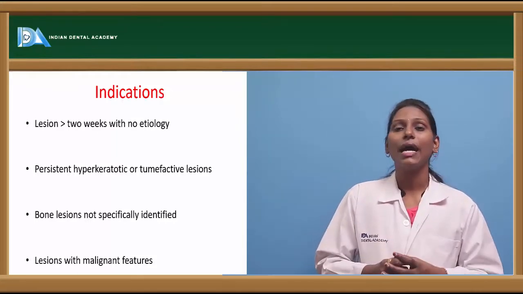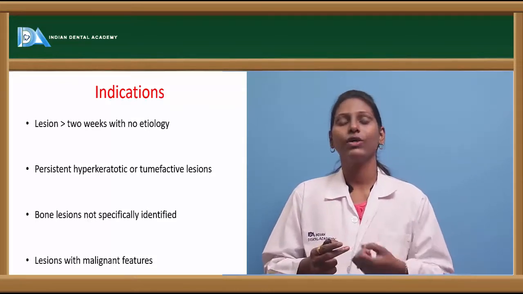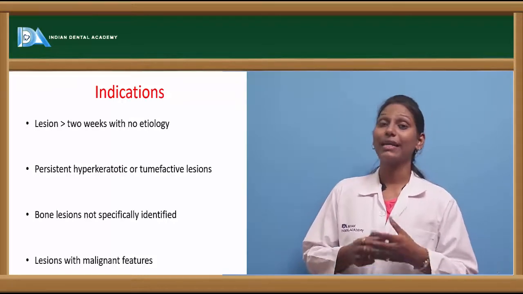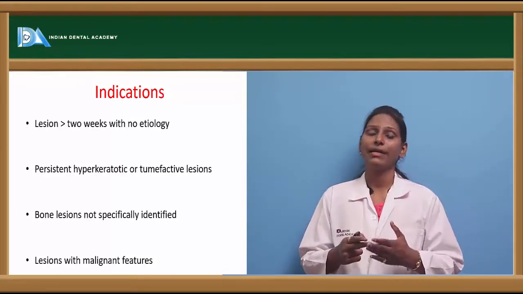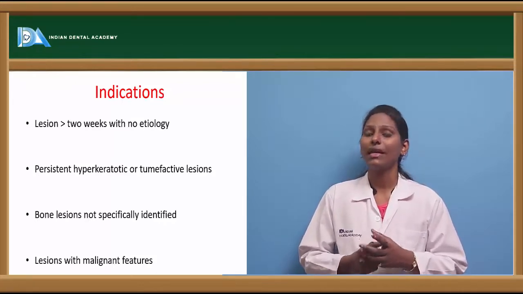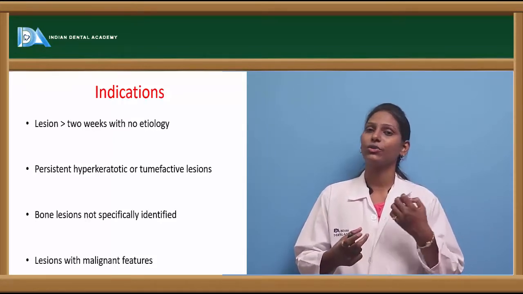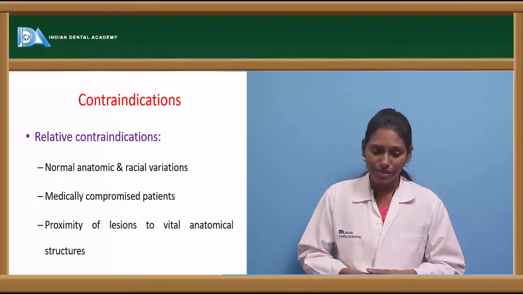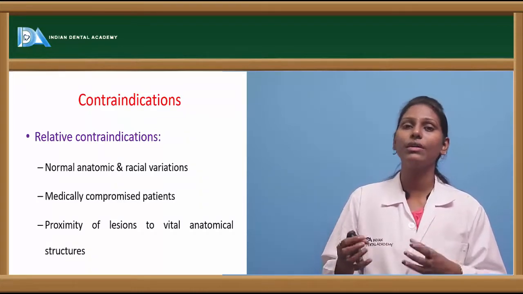It is also indicated in persistent hyperkeratotic lesions and tumefactive lesions, which are tumor-type lesions that are growing, like malignancies or benign lesions, any neoplasms, and any bone lesions such as tumors or cysts which are not specifically identified by clinical or radiological examination, and lesions having malignant features, like rapid growth, induration, or an ulcerative proliferative growth. In those conditions, we go ahead with biopsy, which helps us understand the nature of the disease and come to a proper diagnosis.